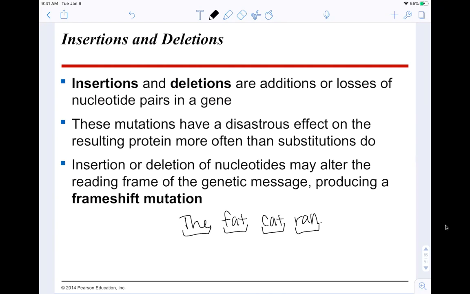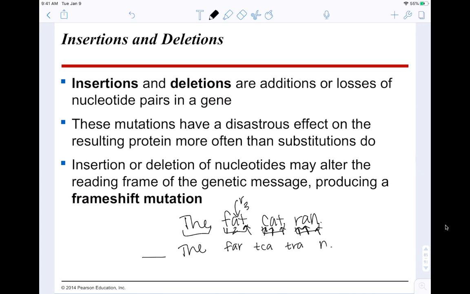Let's say that I have an insertion. Let's say that I insert an R right here. THE is fine. Nothing happened. But then I go 1, 2, 3, FAR as my second codon. And then TCA. And then TRA. And then I have an extra N that doesn't really make anything.